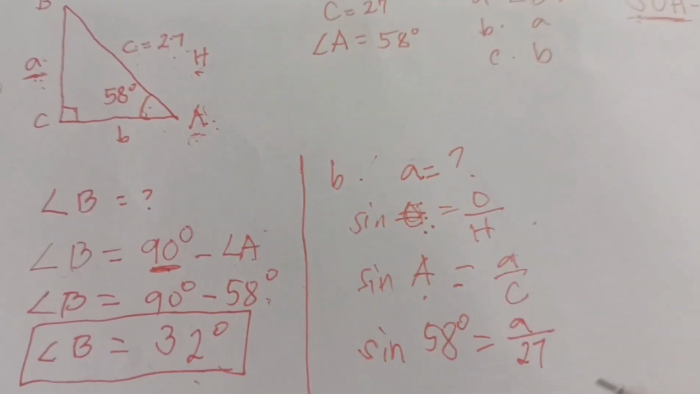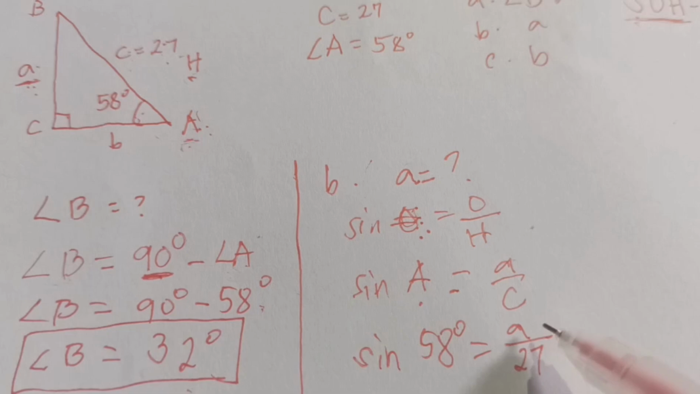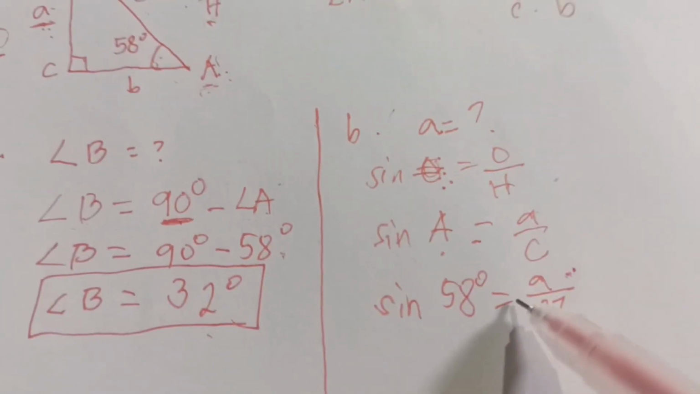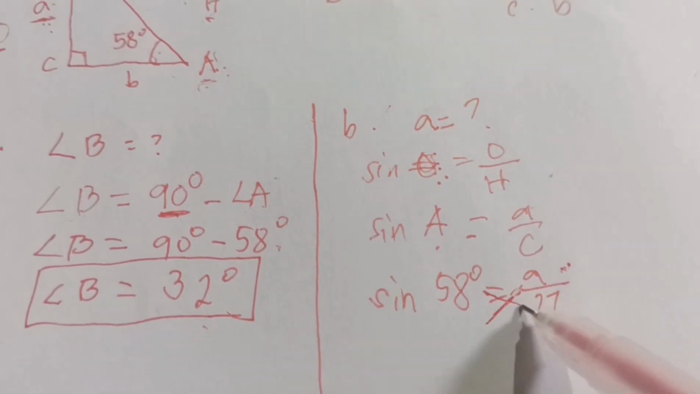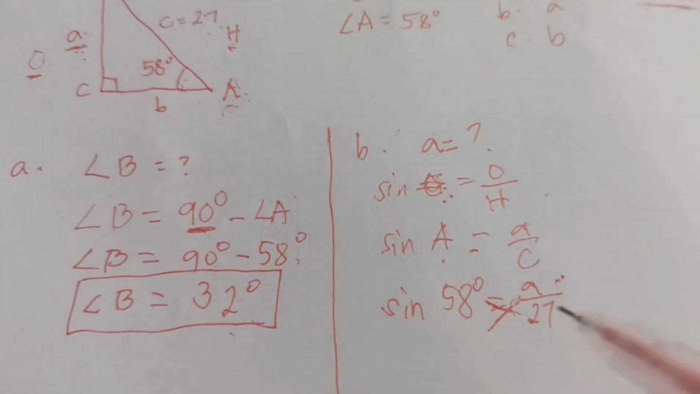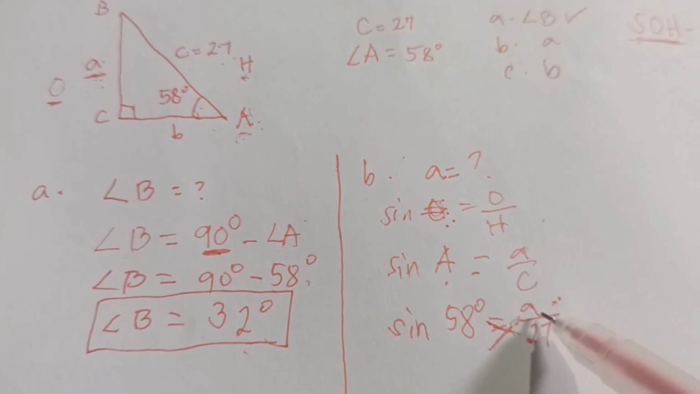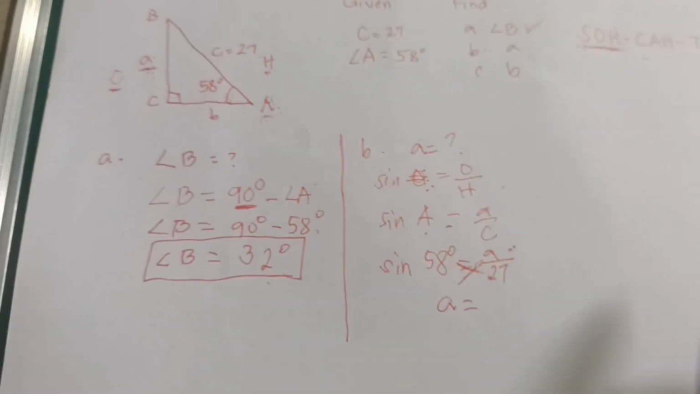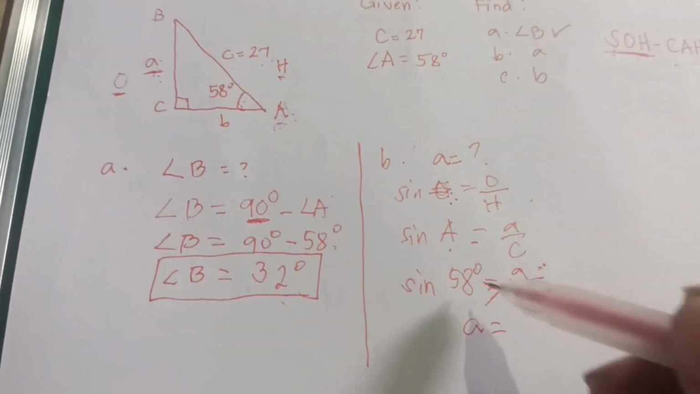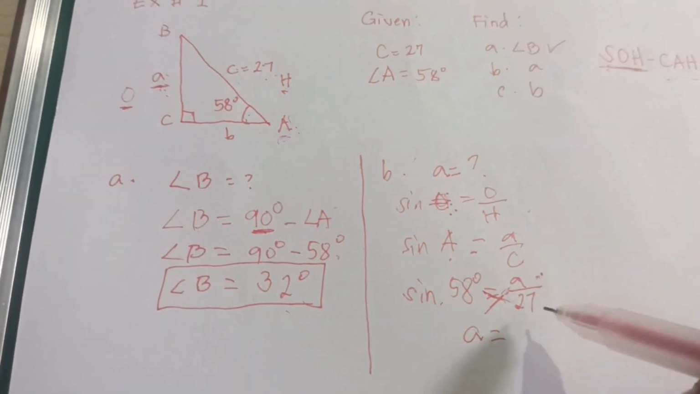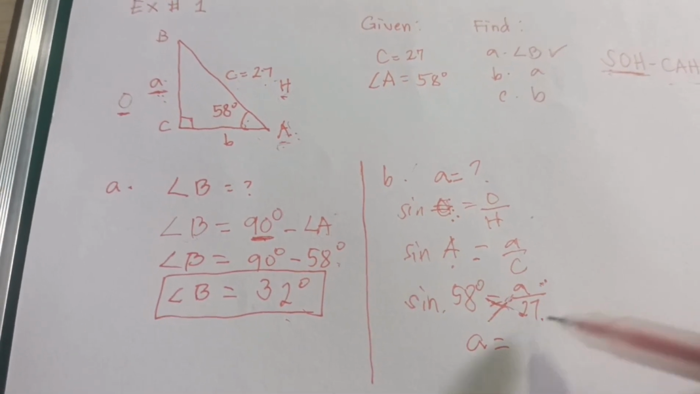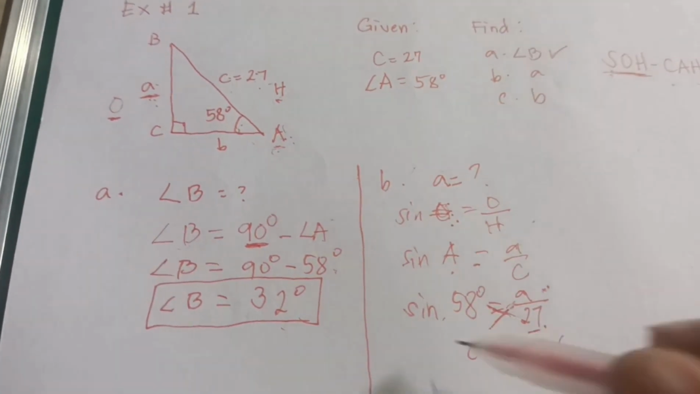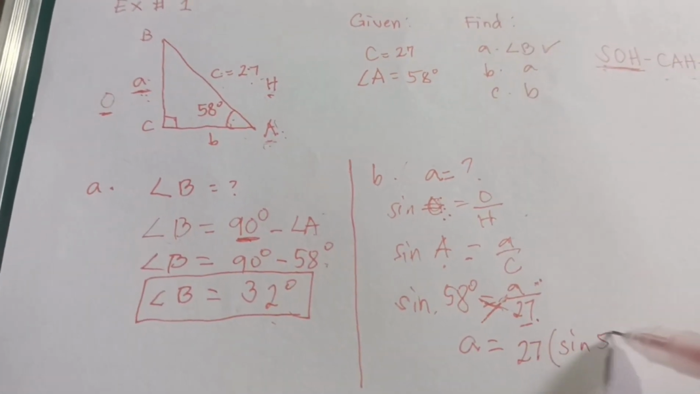As you can see, our missing side here is A. So what we're going to do to solve for A is cross multiply. By cross multiplication, A does not have a pair, so we're going to put A here on the left side. And copy this one. Sine 58 is paired with 27, so we're going to write first the whole number, which is 27, then copy sine 58.